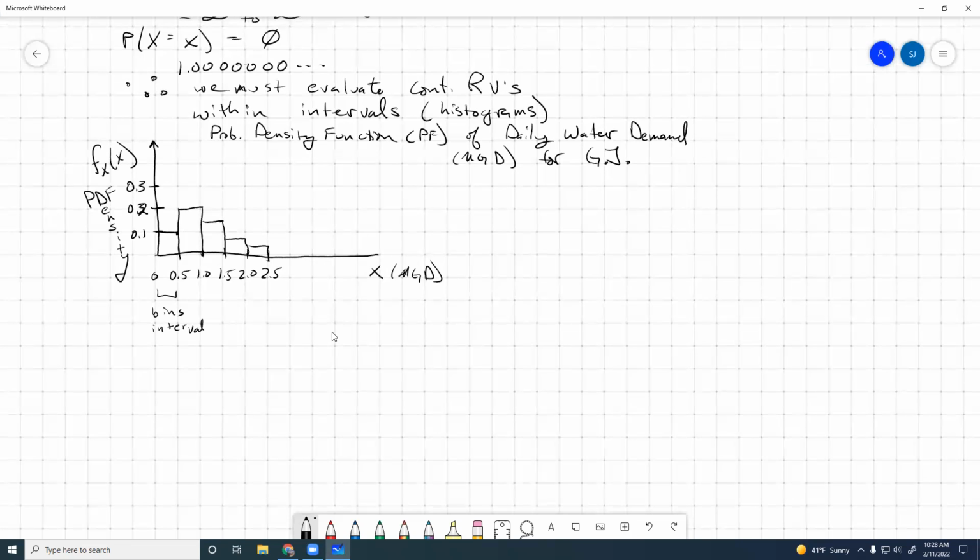Million gallons per day, MGD. So some things about the histogram that we want to know. We have a bin width, which is uniform typically. They don't always have to be, but for this class, we'll just use a uniform bin width, so delta X.